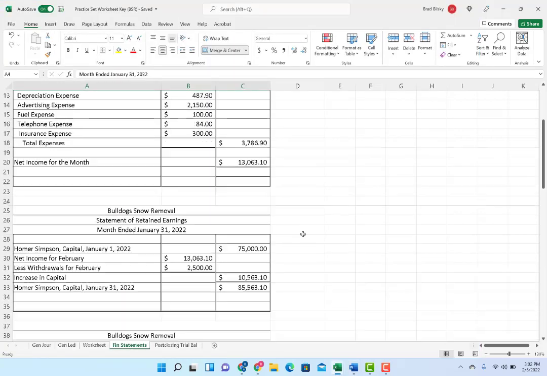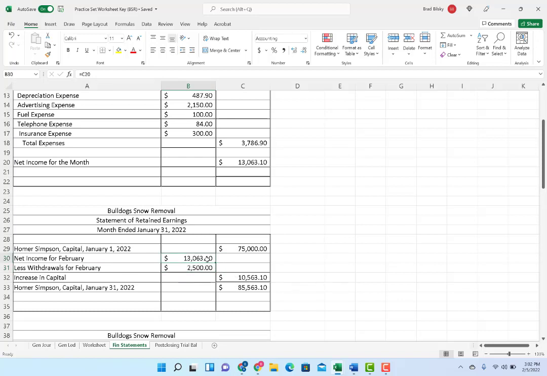So we could see that we started with $75,000 in capital. That's his initial contribution. Well, we had to do the income statement first because we're looking at how much we made. We're looking at how much capital increases. Remember, owner's equity increases if we have a profit, so it's going to go up because of that. But Homer also withdrew money from the company at the end of the month. So that's going to make capital go down.